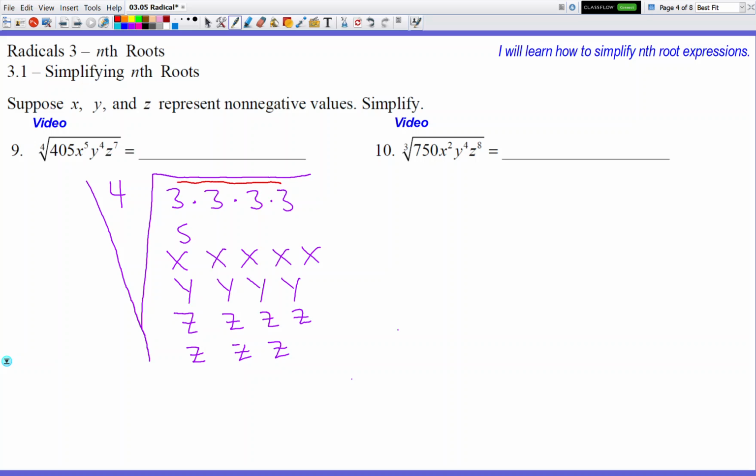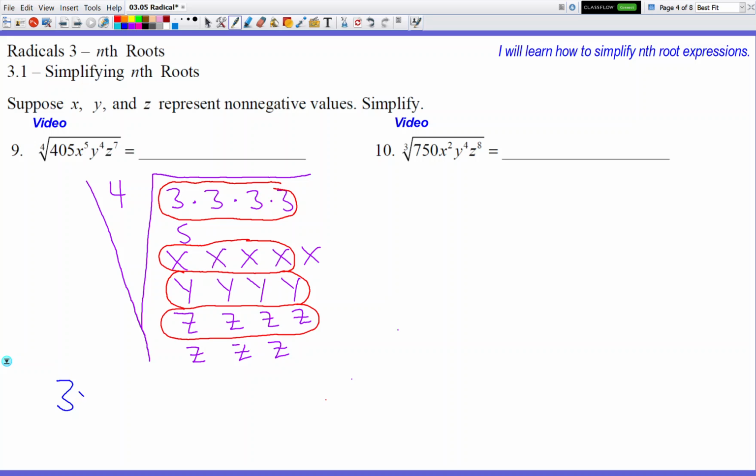Okay, so let's look for 4 things that match. I got 4 3's. I got 4 x's. I got 4 y's. And I got 4 z's. Okay, so let's write my final answer. So I got 3 x, y, z, and this is a 4th root radical of, whoa, lots of things I didn't circle. So 5 and x and z to the 3rd. And there you go. That's problem number 9.